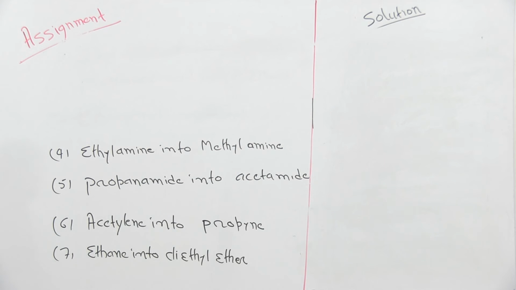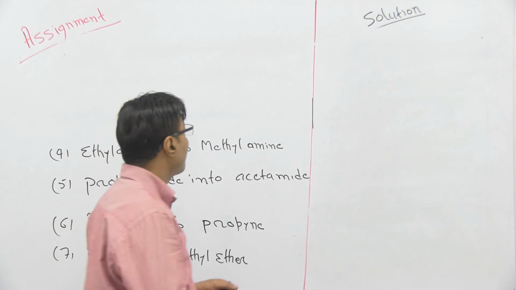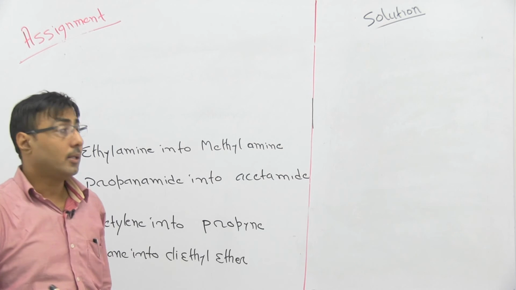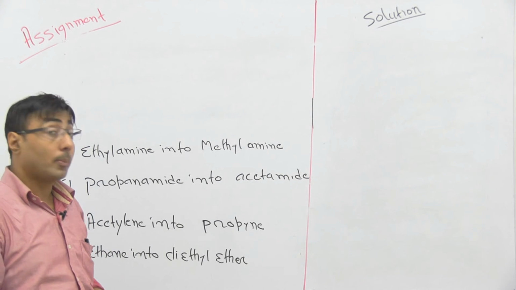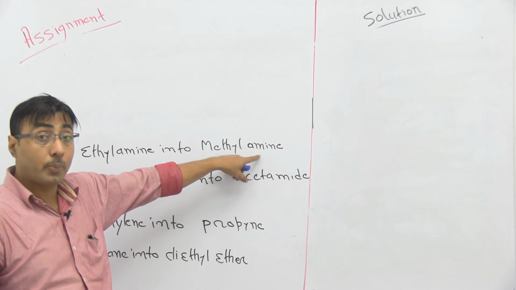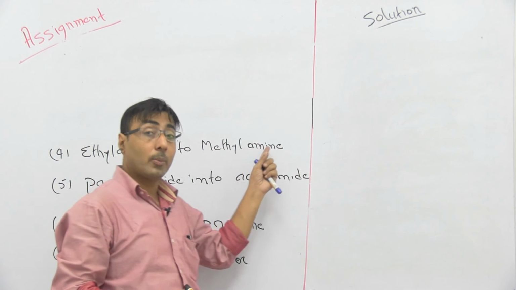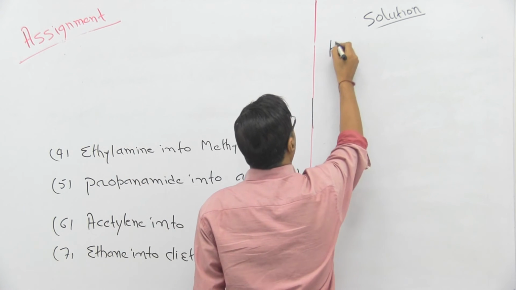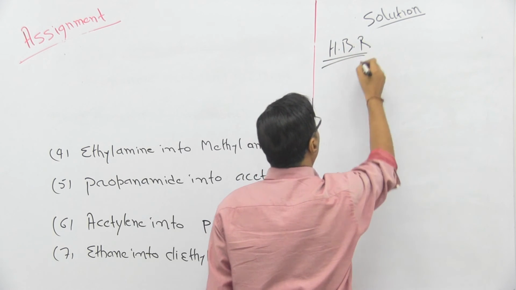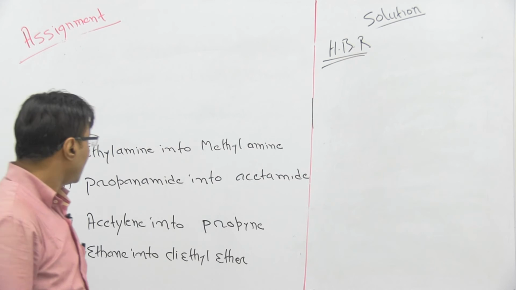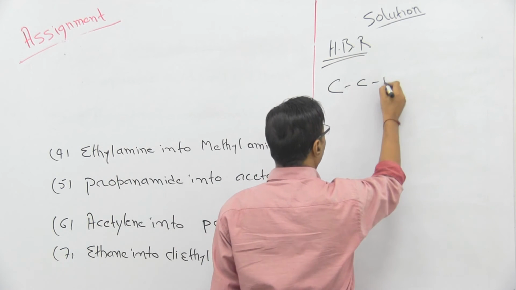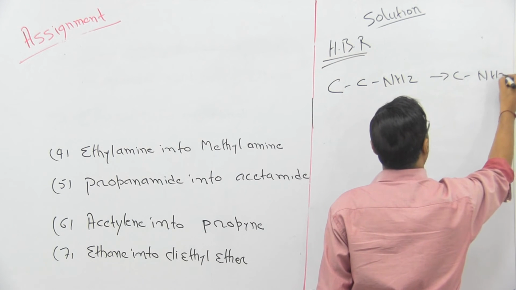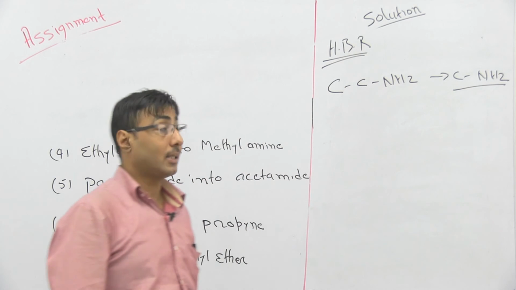Now ethylamine into methylamine. If amine is written as the product, then preferably we go for the Hofmann bromide method, because amine is the direct product of the Hofmann bromide reaction. So it's a Hofmann bromide reaction. And in this case, we have to go from this compound to this compound. Again, it's a decrease in the number of carbon.